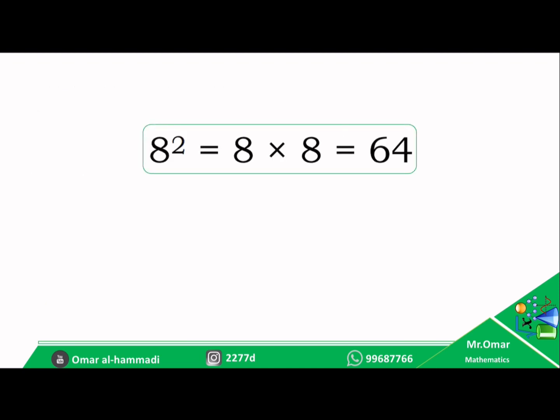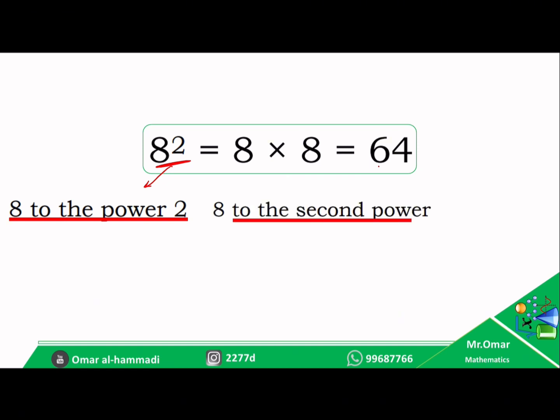We have here 8 to the power 2, which means 8 multiplied by 8, 2 times, and the result is 64. 8 to the power 2, we can read it, this is the first way, 8 to the power 2 or 8 to the second power, or we can read it 8 squared. هذه كلمات كيف نقدر ننطق هذا المعنى اللي هو 8 أس 2 أو 8 تربيع أو 8 الأس الثاني.